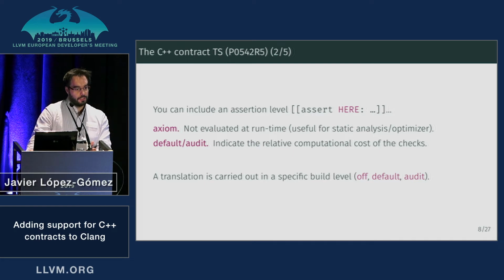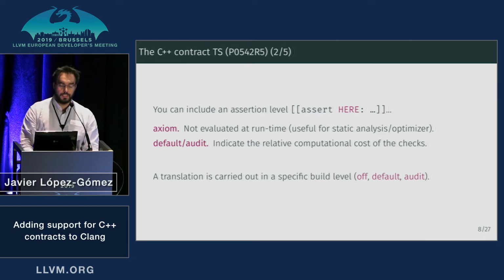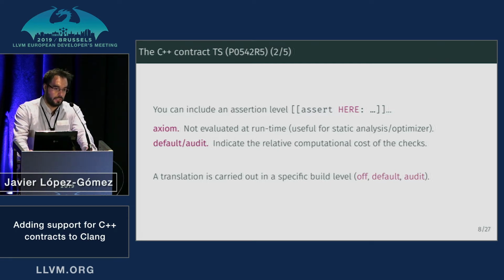And the default and audit levels, which are intended to be used depending on the relative cost of the computation. So you could put audit if it's a highly costly check, or default if it's not.